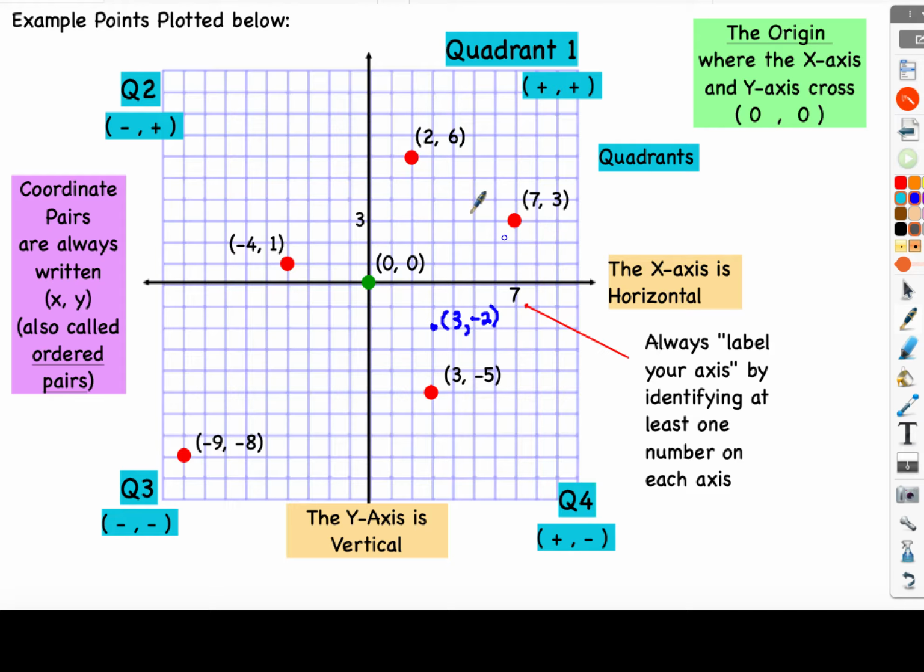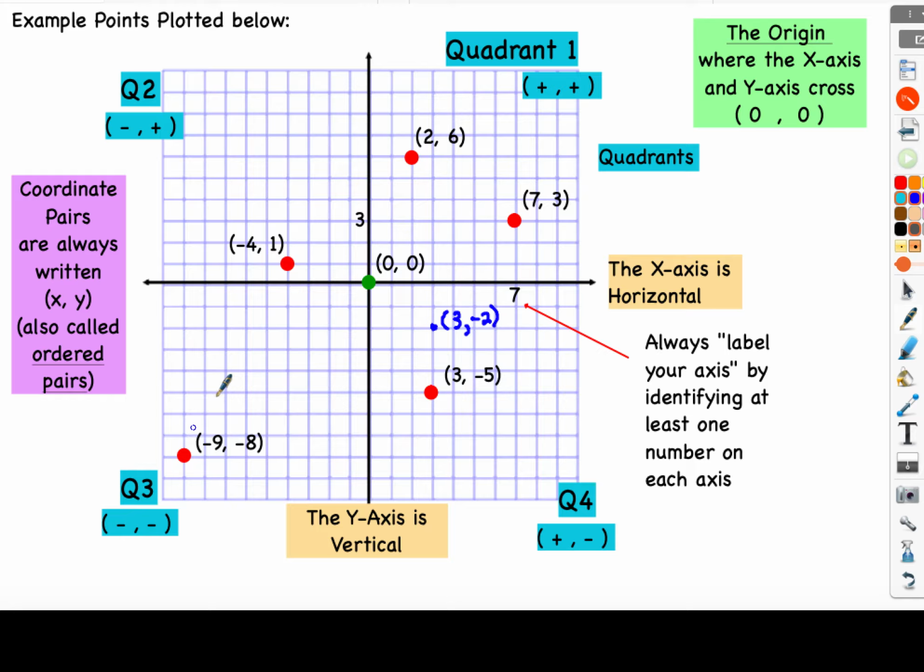And notice we have a lot of points plotted around here. (2, 6) and (7, 3) both fall up in what we call quadrant 1. Every point in quadrant 1 has two positive numbers. If we go to quadrant 2, traveling counterclockwise around our graph, quadrant 2 has a negative x value. So we've gone left, so (-4, 1) would be up in quadrant 2. We went left 4 and +1 in the y coordinate to go to (-4, 1).